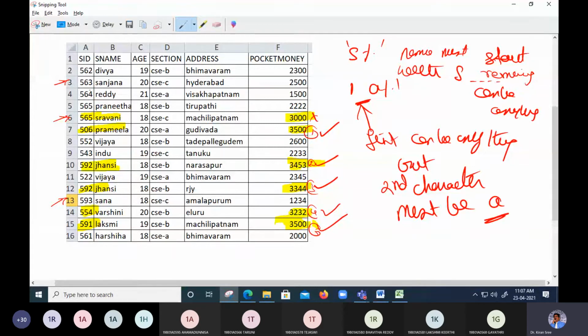Divya, it is not an answer. Sana, Sanjana, yeah, Sanjana, A is there. Reddy, no. Pranavi, no. Shravani, no. Vijaya, no. Indu, no. Jhansi, no. So Sana, yes, A. Varshini, A is there. Lakshmi, LA is there. And Harshita, A is there. So in total, we are going to expect 5 records, record 1, 2, 3, 4 and 5.